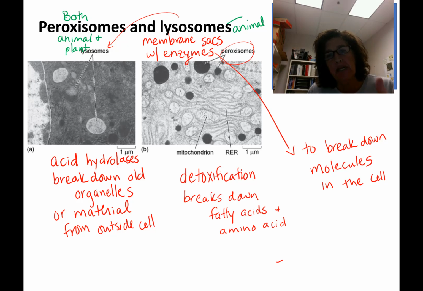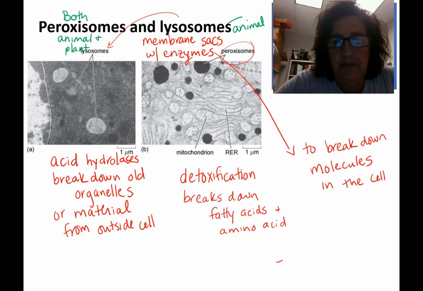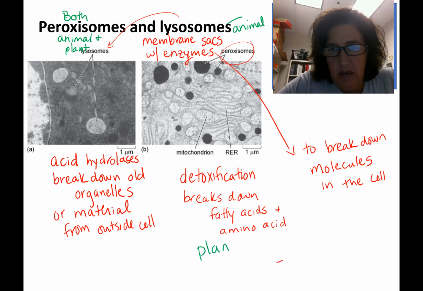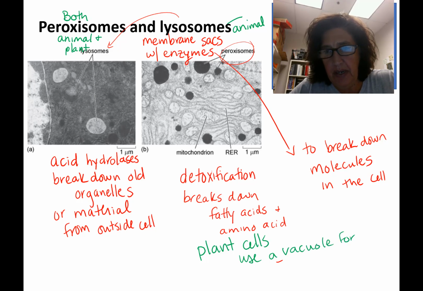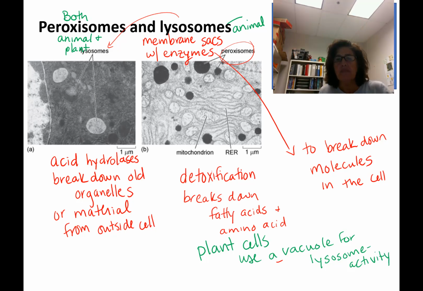So, plant cells, let me just write this down here. Cells use a vacuole, not the central vacuole, just another vacuole for the lysosome activity. So they can still break things down. They just do it a little bit differently. Okay, I think I got all of that.